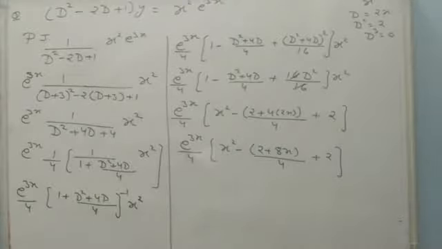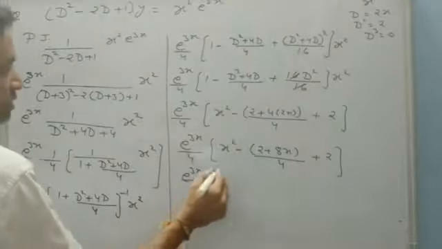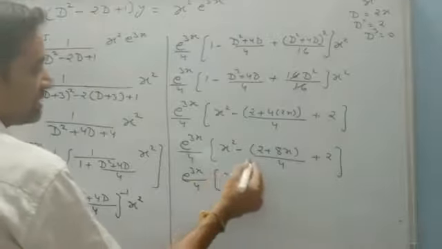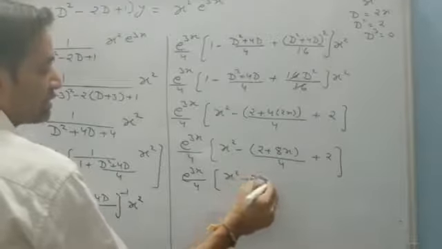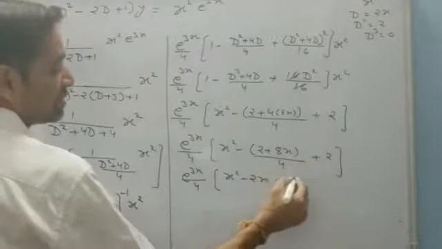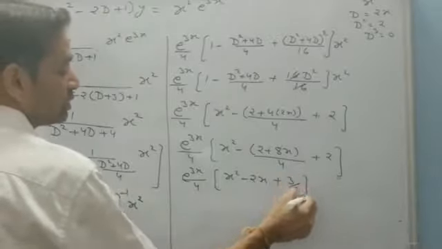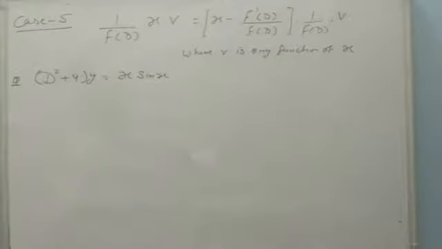Now just use it as a simplification rule. So we can say it is e to the power 3x by 4 x square as it is, minus 8x by 4 means minus 2x, that is minus 1 by 2 plus 2 means plus 3 by 2 is the required PI. I hope you understand. Now the case number 4, how to solve it. Now let us go for the next.